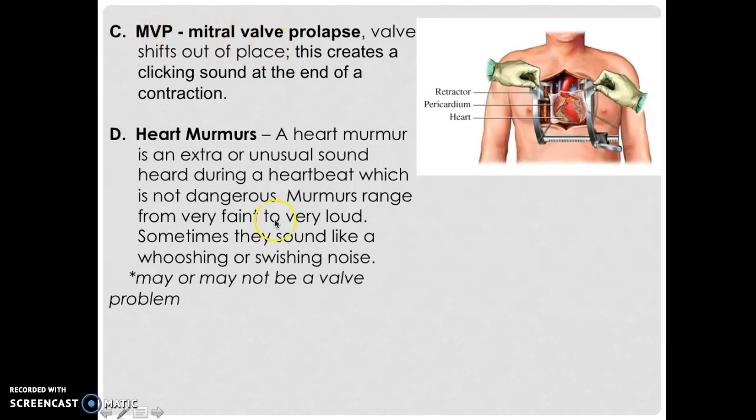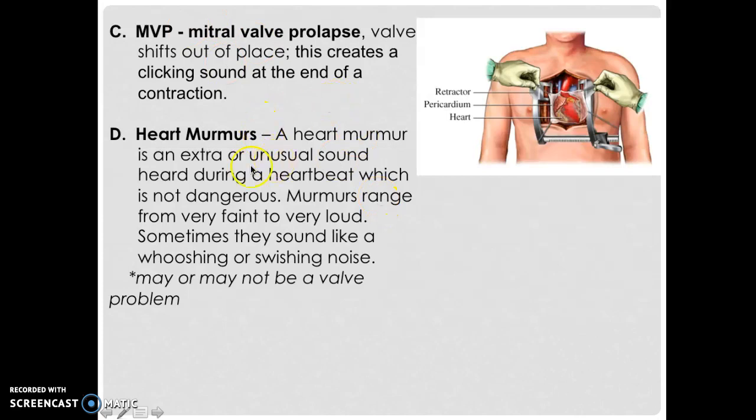So the mitral, so these have nothing to do with plaque. This is just maybe something you're born with or something that occurs. MVP is called mitral valve prolapse. So one of your valves got out of place in the bicuspid valves. This will create a clicking sound. So when you're listening with the stethoscope, not the blood pressure cuffs, but when you're just listening in, you would actually hear this, but instead of the lub-dub, you would hear an extra sound.